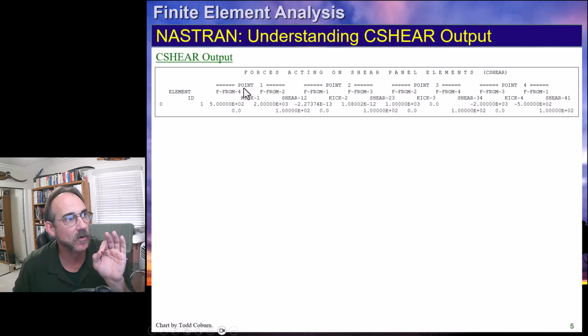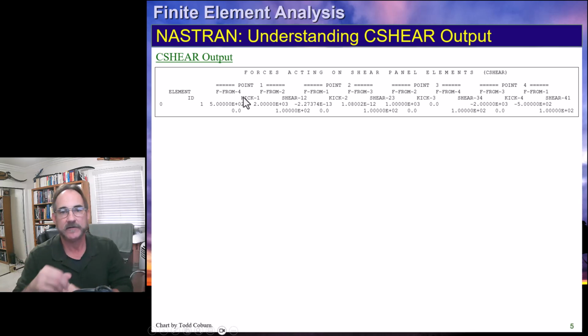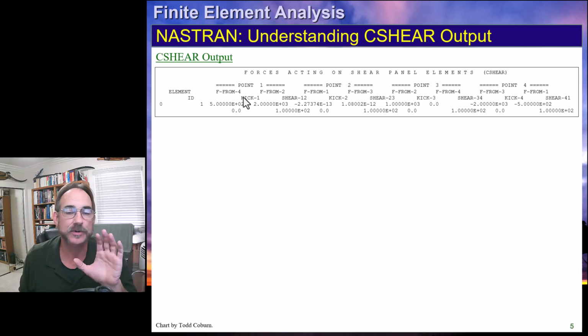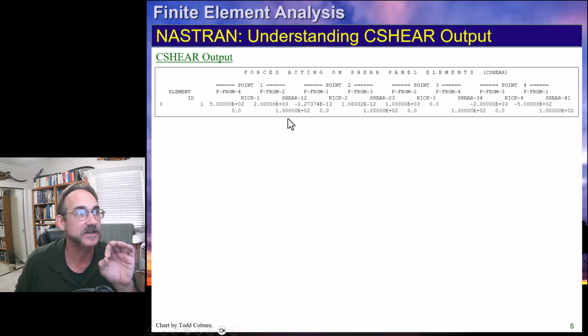So force from 4 at node 1. So this would be F1 from 4, which is this value. F at 1 from node 2 is this value. The kick load in this panel is 0, and this can account for out-of-plane forces, and we'll deal with that in a separate video, since many times that kick load is going to be 0.